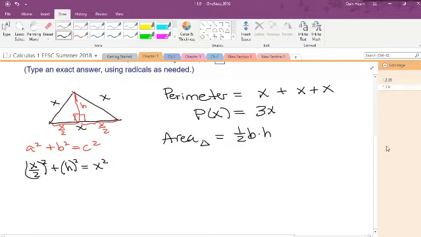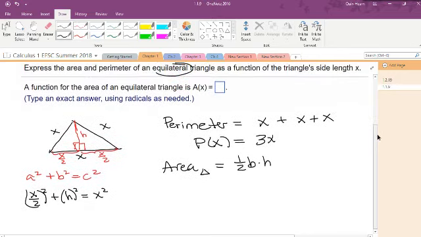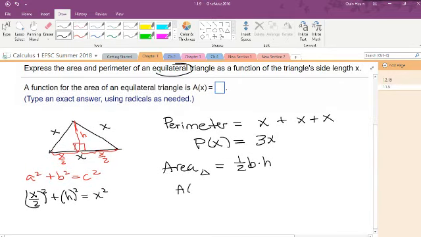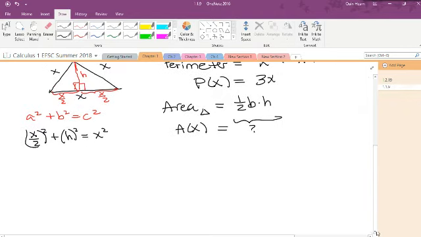Because remember, our goal here is to write the area as a function of x. So we need somehow to write this expression, 1/2 base times height, with all x's. And I have the base is x, but I don't know the height. So that's why I split it up and I'm using the Pythagorean theorem. Okay, so now that would mean that x squared over 4 plus h squared would be equal to x squared.